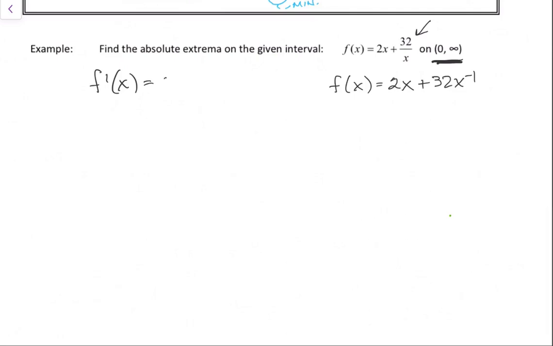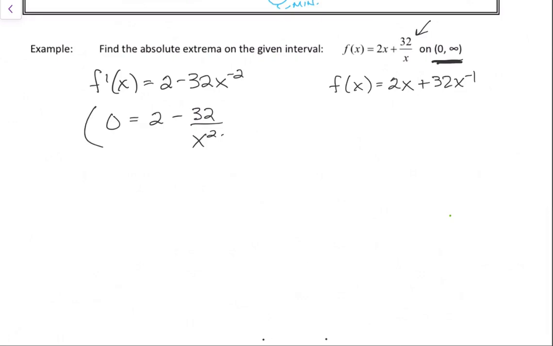So my derivative is 2 minus 32x to the negative 2. Now I want to find the critical value, so that means setting that equal to 0. And I'm going to drop that x back down to the denominator because I don't want to solve the equation with a negative exponent. So I'm just going to move this x to the denominator, make its exponent positive, and now I can solve this equation for x.